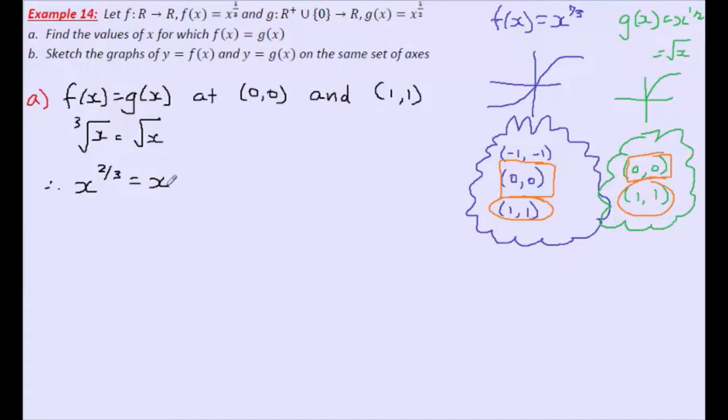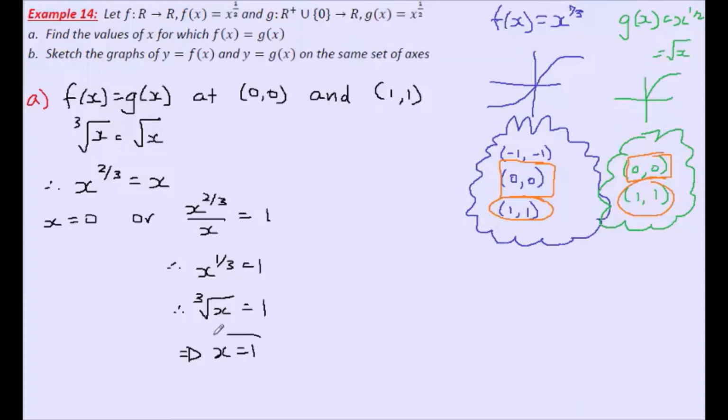When I divide both sides by x, though, I need to consider that x could equal 0 or x to the 2/3 over x equals, dividing both sides by x makes this side a 1. Now we know our power rules, 2/3 minus 1, so x to the third equals 1. So therefore my cube root of x equals 1. If I cube both sides for either of these steps, I'm going to get therefore x equals 1. So my two possible options are that x equals 0 or x equals 1.